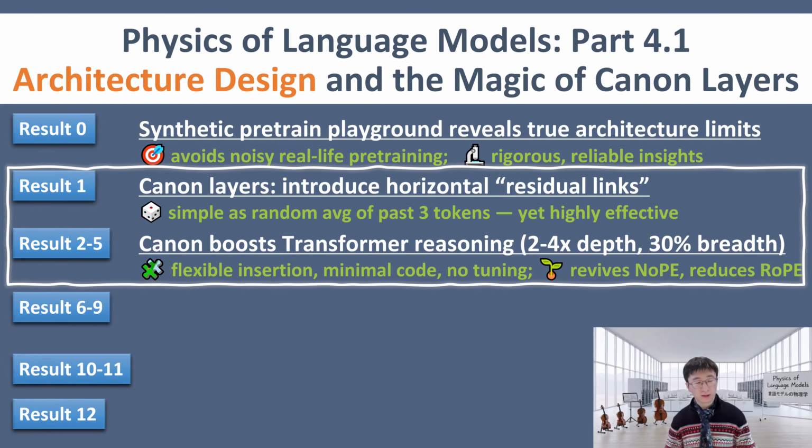So this actually summarizes results 1 through 5. That's about Canon layers on top of the transformer architecture. And now in the next set of results, let's look at linear models. So linear models include, for instance, linear attention or Mamba or Gated DeltaNet and so on. So let us start with linear attention.